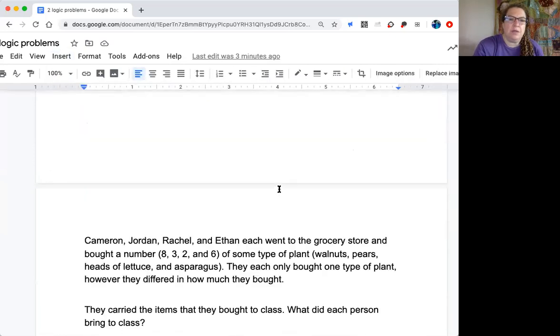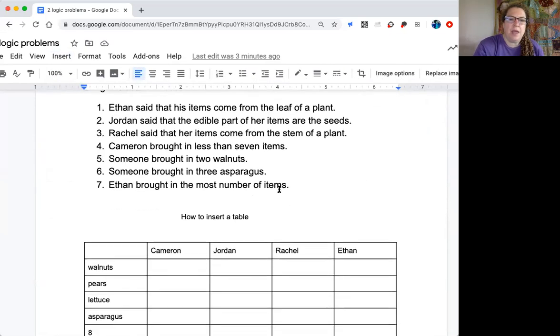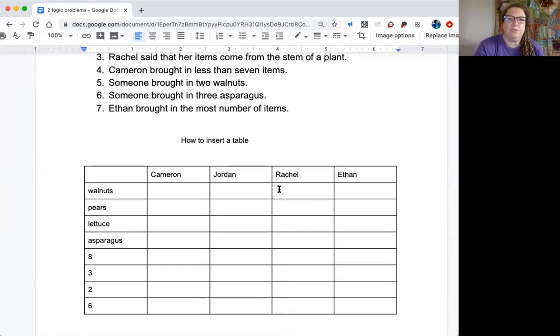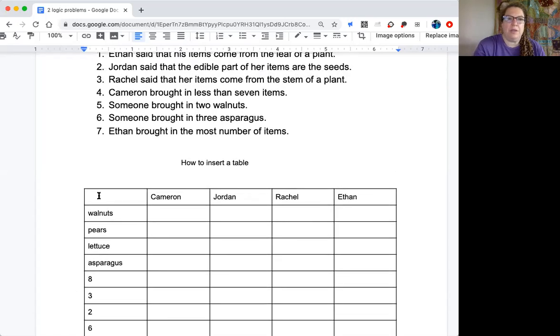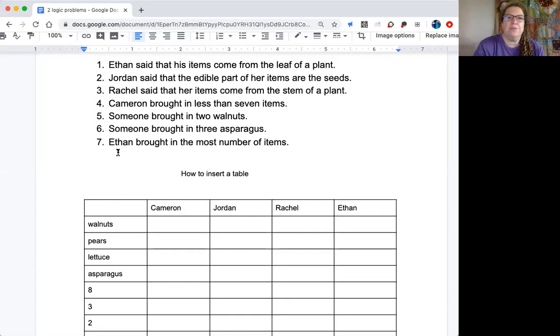So we're gonna go down and I'll show you my table. Since it's the same 4 people, they're gonna be at the top of the table. I don't have to make a giant table, I just have to put those 4 names. Then I put the 4 kinds of plants and also the numbers. And I think you'll be able to catch on pretty quickly. So let's start with the first clue.